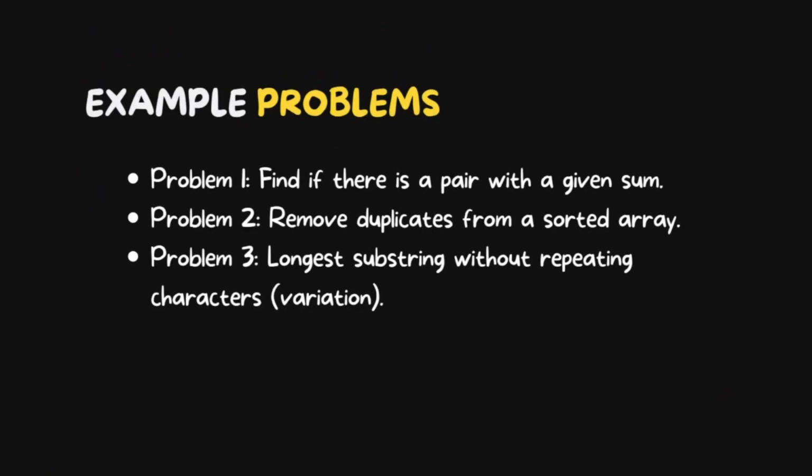So here are a few example problems you can solve using the two-pointer technique. First one is the pair sum problem. Find if there are two numbers in a sorted array that add up to a given target. The second one is remove duplicates from sorted array, that removes all duplicates in place and returns the new length of the array. The third one is longest substring without repeating characters. Find the longest substring in a string that doesn't contain any repeated characters.